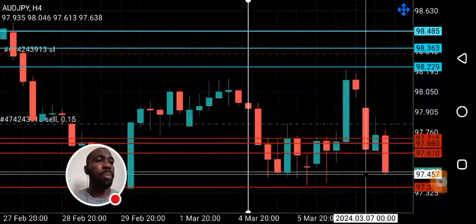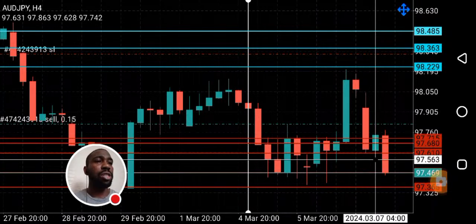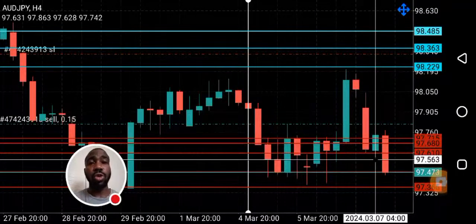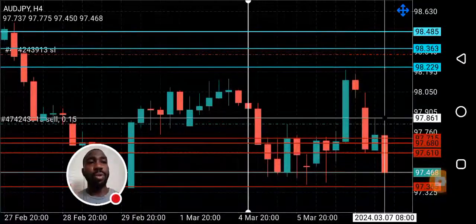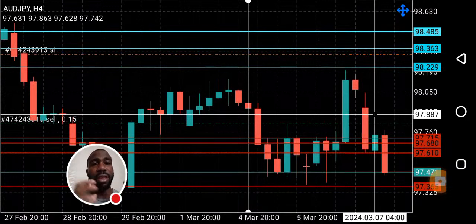So what would that be? 97.48. The stop loss will be the high of this candle, that would be 97.86. That's like 40 pips. So you can risk 40 pips. If you want to take the trade, you can sell, set your stop loss using the high of this candle. Then your take profit should be around 60 pips if you want to take the risk.